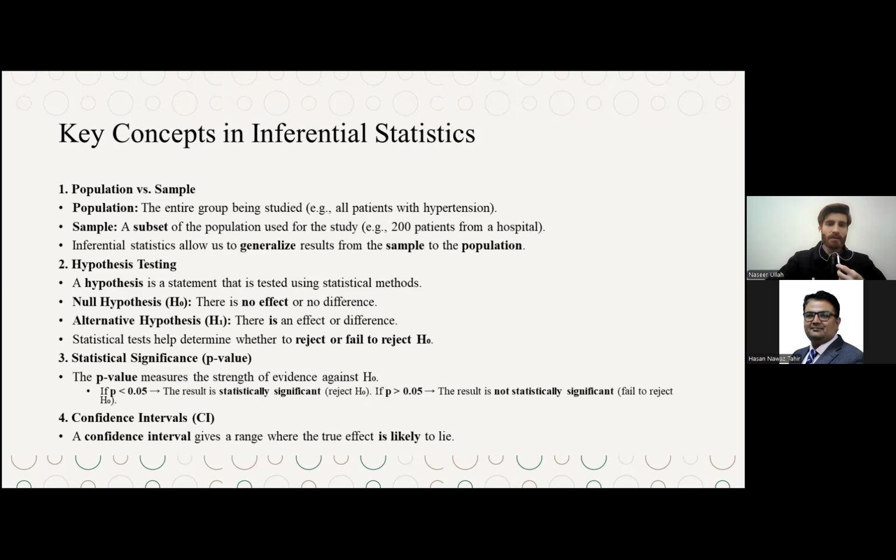Now, key concepts in inferential statistics. These are some of the key concepts in inferential statistics, like population and sample. Population is the entire group being studied, and sample is a subset of that population which is used for the study. Inferential statistics allow us to generalize results from a sample to the population. Like sample is a subset of a population, and we use statistics to apply the results of the sample on the population.